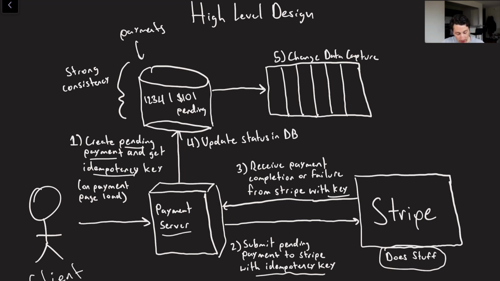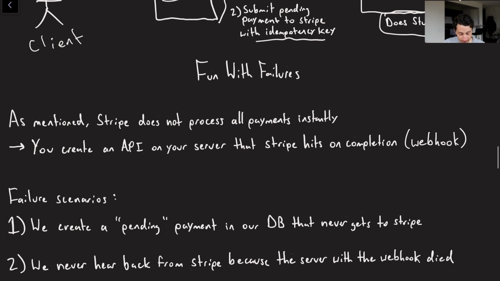Now our payment server receives that. We're going to go update the status in the database: hey, this thing is no longer pending, now it's completed. And then using change data capture, we can sync all of this data to our other databases and derive more data from it. Hopefully that makes sense as a really high-level overview. However, there are a lot of systems involved here, and that means we can be prone to failures. So let's go ahead and talk about some of those.